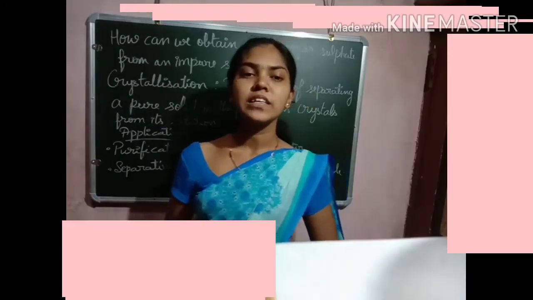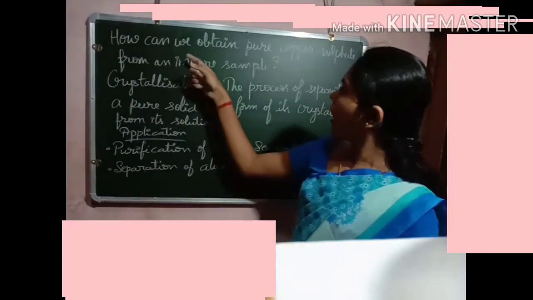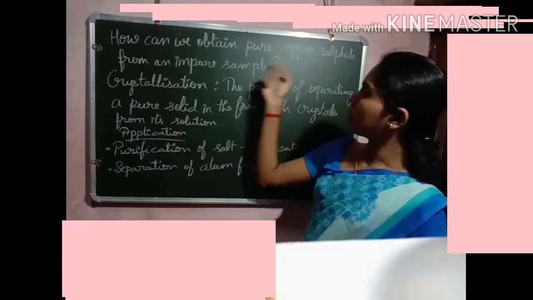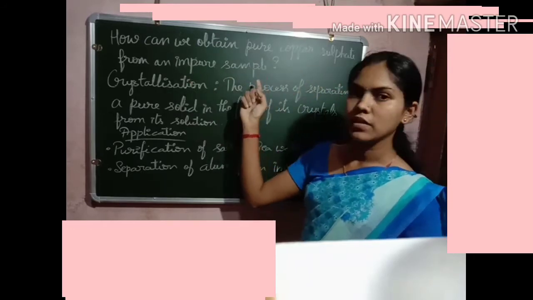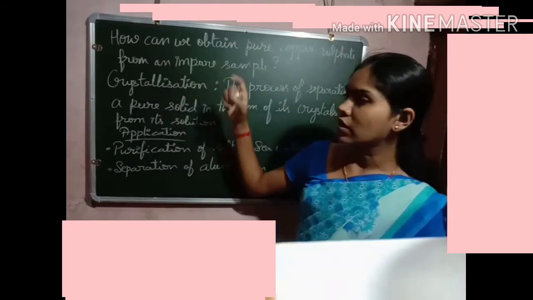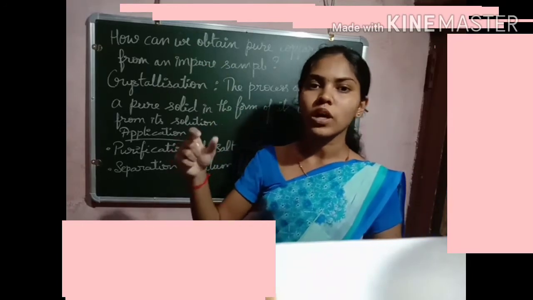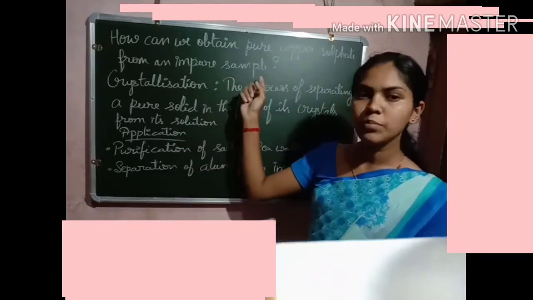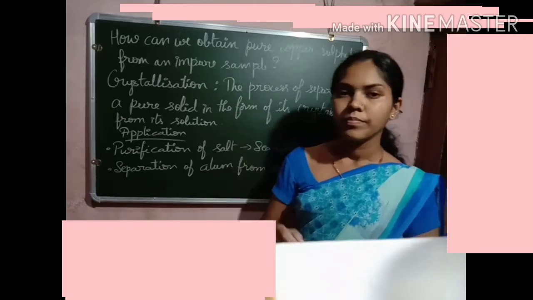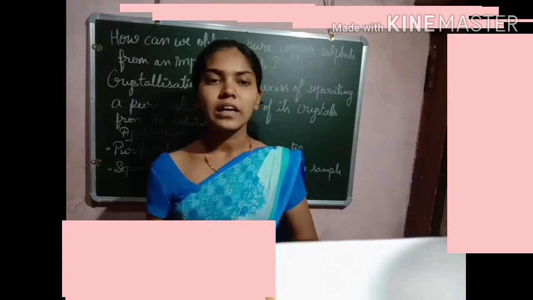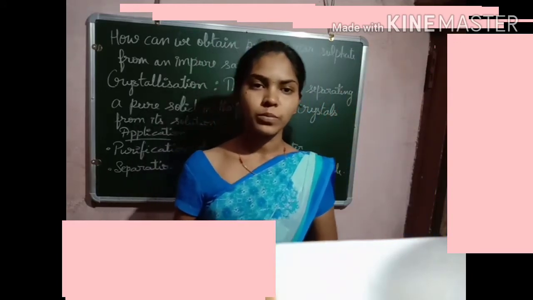Okay, now let us discuss how we can obtain pure copper sulfate from the impure sample. This means the separation of two solid components from the impure sample. Okay, let us understand this through this video.